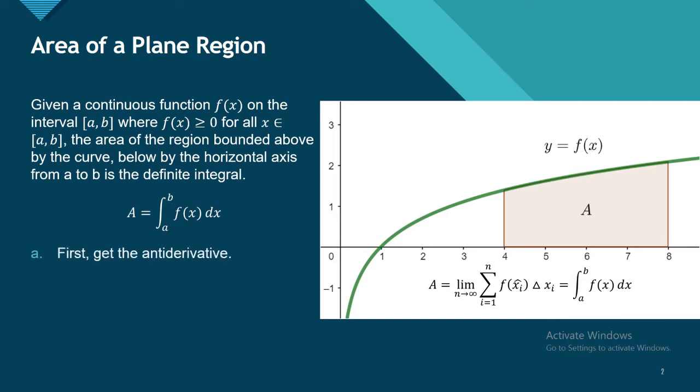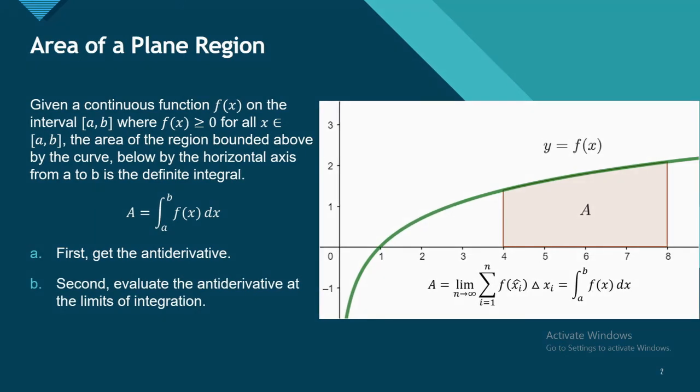So how do we do the definite integration? Well, first we get the antiderivative, and then we evaluate the antiderivative at the limits of integration.